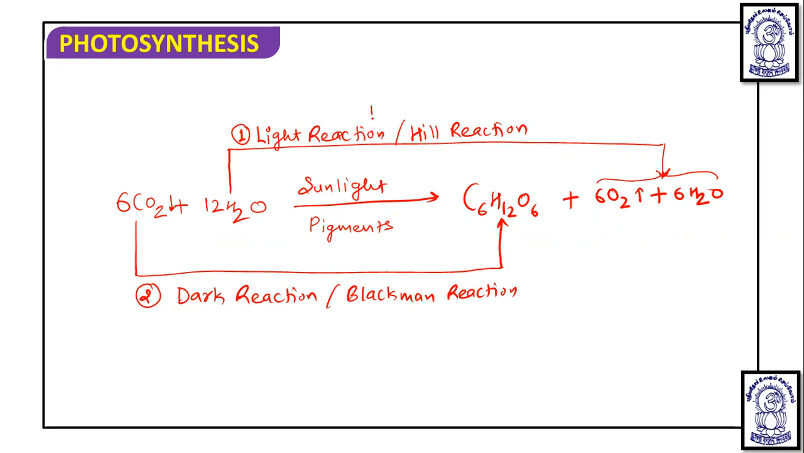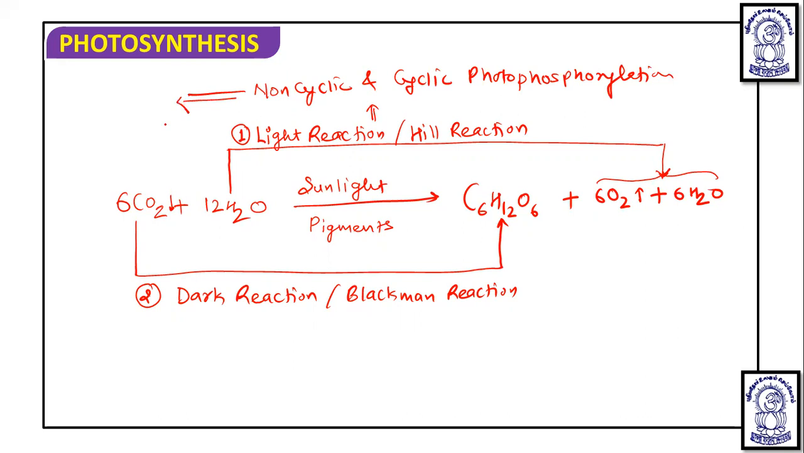Now, dear student, in the light reaction or Hill reaction, where water is used and oxygen and H2 are produced, we will study non-cyclic and cyclic photophosphorylation. These two processes we are going to study. In non-cyclic and cyclic photophosphorylation, you will see that the synthesis of ATP and NADPH2 occurs. So ATP and NADPH2 are synthesized in the light reaction.